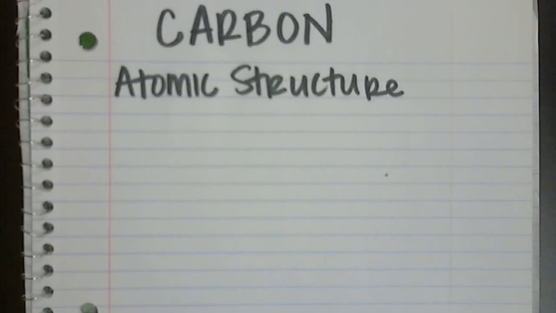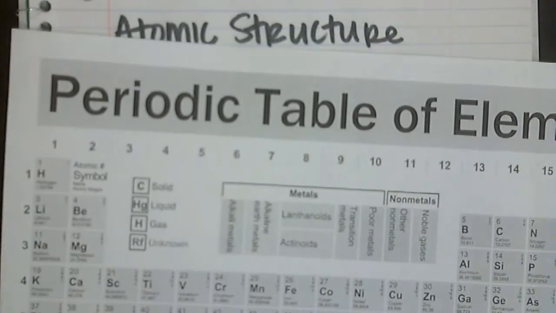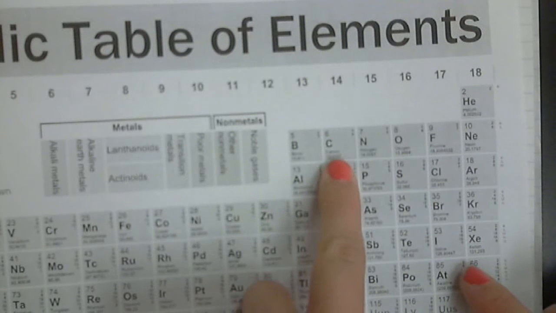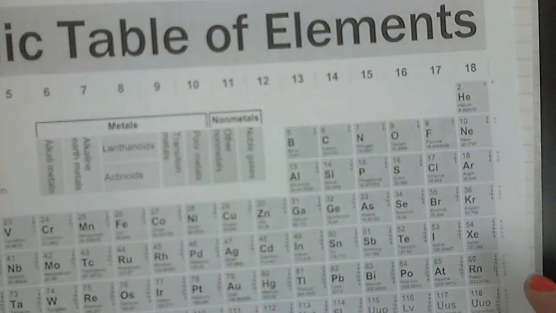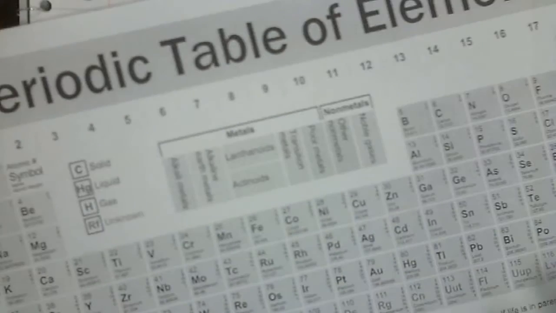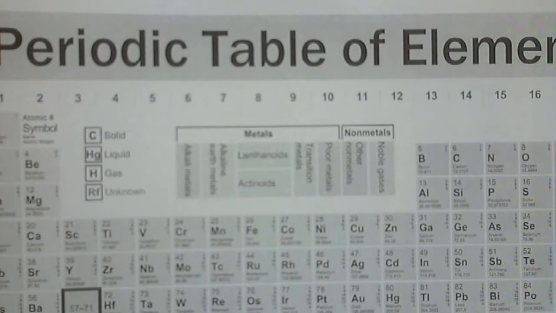All right, so carbon comes from the periodic table of the elements. If we're looking at our periodic table here, here's carbon right over here. You should be able to Google or have a copy of the periodic table of your own to reference. Take a quick note: the periodic table is not something you need to memorize.